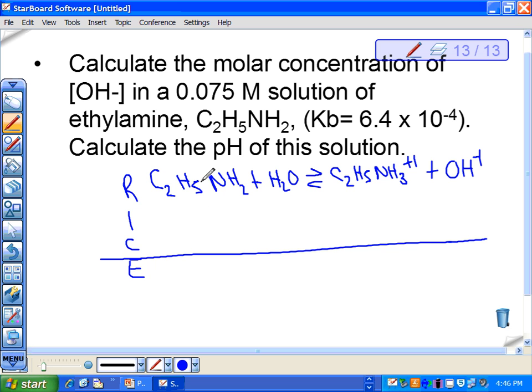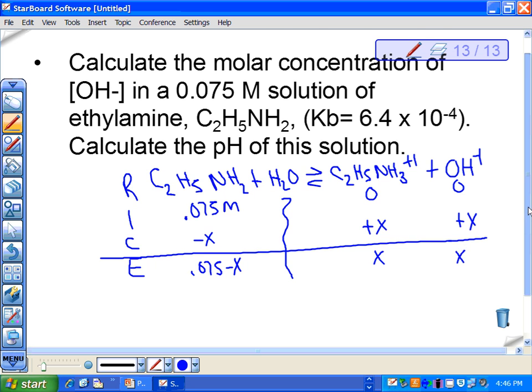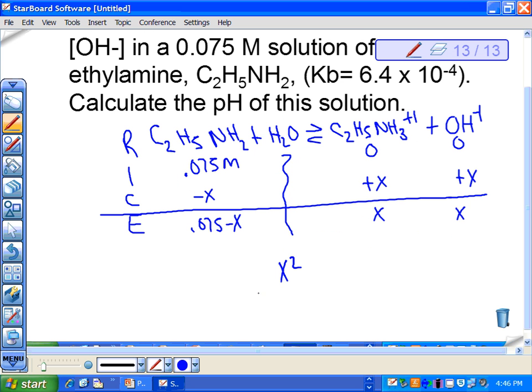And then, just as we erased before, this will become 0.05. The water is not important. It's not that it's not important, but it doesn't affect our equilibrium, so we're going to just scratch through this. We got 0, we got 0. You've got -x, you've got +x, +x, 0.075 -x. We've got x, we've got x. You're going to end up with x squared over 0.075 minus x, and we would set that equal to the Kb, because this is that OH.